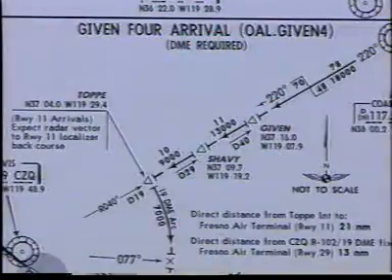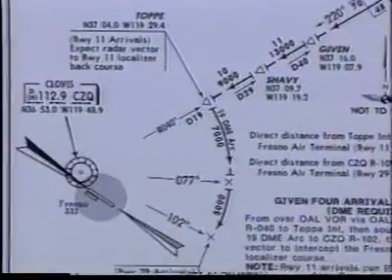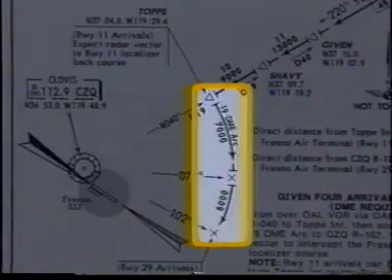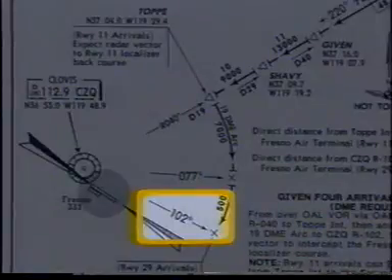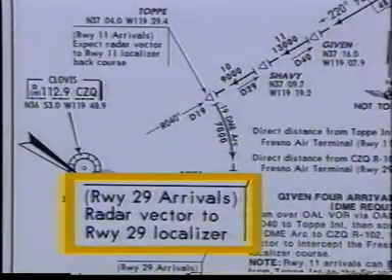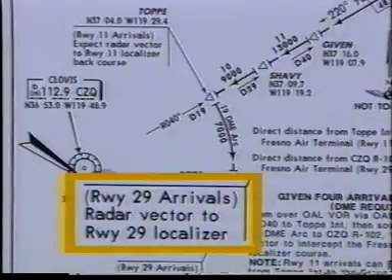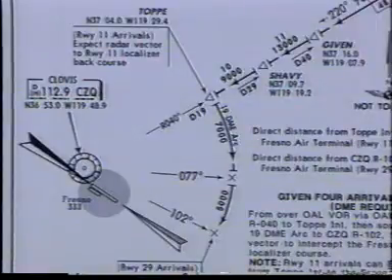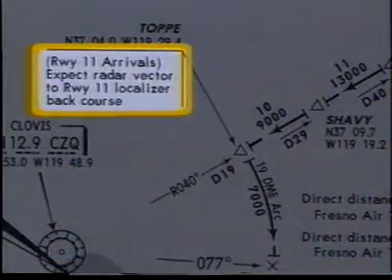Another example of a STAR with a unique feature is the GIBBON 4 arrival at Fresno, California. Notice that from TOPI intersection, the arrival route is via the 19 DME arc from Clovis VORTAC. Upon reaching the 102-degree radial, radar vectors are provided to intercept the runway 29 right localizer course. When runway 11 left is being used for landings, you will not fly the DME arc. Instead, expect radar vectors from TOPI to intercept the localizer back course.